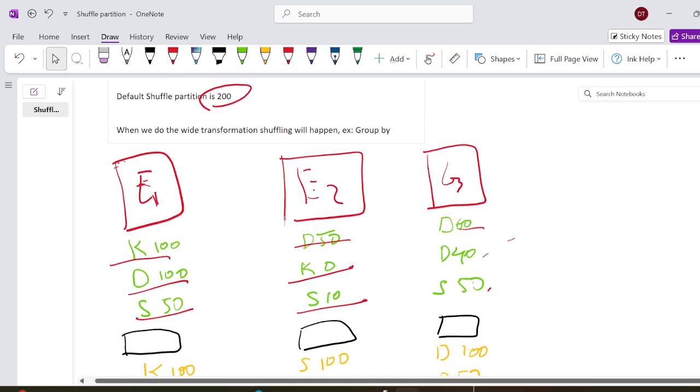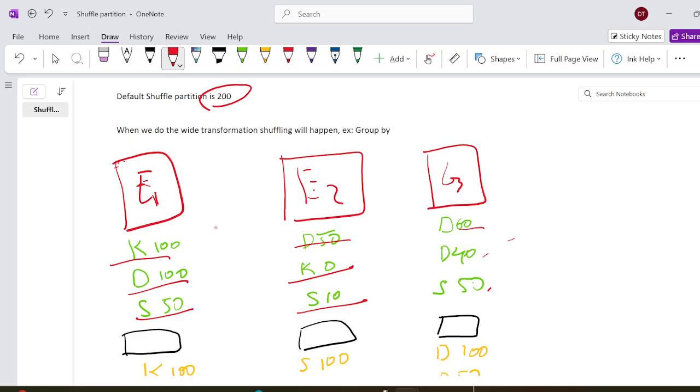When we read the data from the file, Spark will automatically distribute the data. So here Kohli scored 100 runs, Dhoni scored 100, Sachin 50. Like that, data will be distributed. When you do a group by or joins, it will do the shuffling of the data.